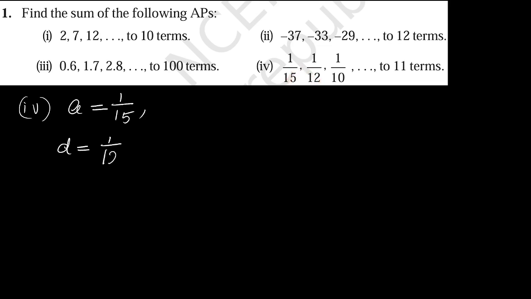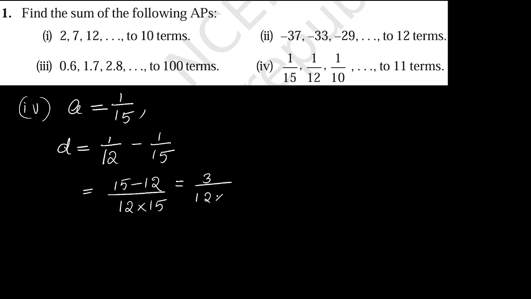1 by 12 minus 1 by 15. If you find it very difficult to find the LCM, you just do the cross multiplication. 15 minus 12. You studied the cross multiplication technique, like this. This is the best way. If you find it very difficult to find the LCM the normal way, do the cross multiplication.